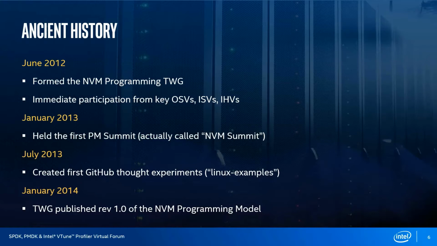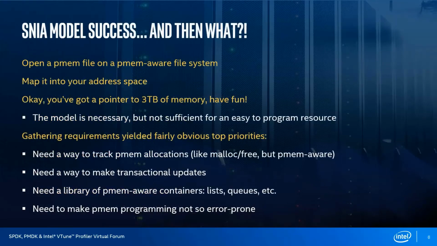By July 2013, I had created the first repo full of programming examples, and they're still out there. You can look at them, but they seem kind of silly now because we were really just starting. Then we finally published the official Rev 1 in 2014. So it's quite a while ago now, and it's pretty mature. In fact, it's been shipping in multiple operating systems for a number of years now, including Windows and Linux and VMware.